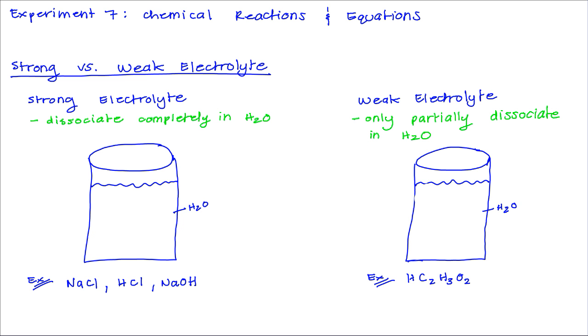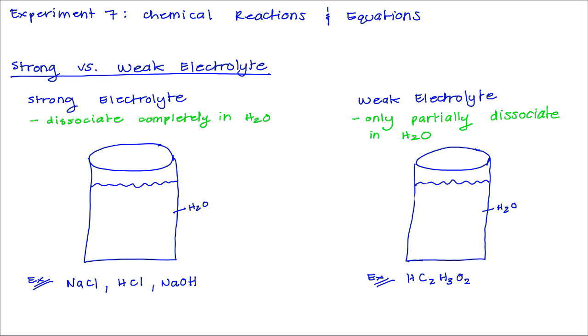One is a strong electrolyte, and these are compounds that completely dissociate in water. This means that they split apart into ions. For example, if we have sodium chloride, table salt, and we put it into water, we get Na+ ions and Cl- ions floating around in water. There are two other types of strong electrolytes that we should look out for.